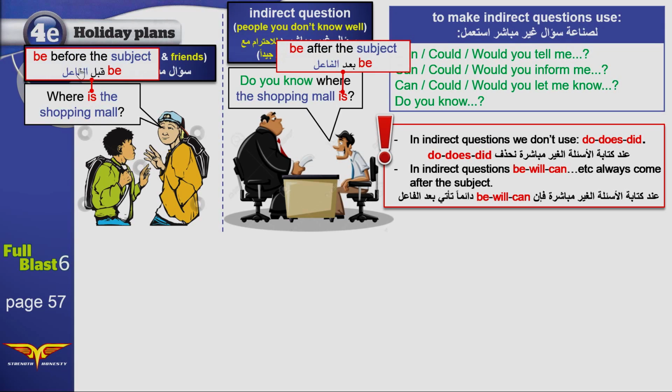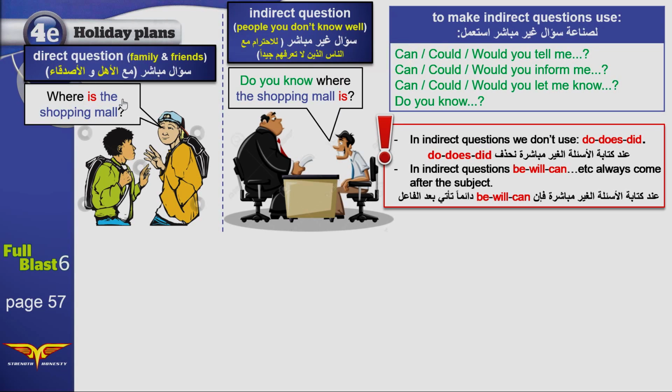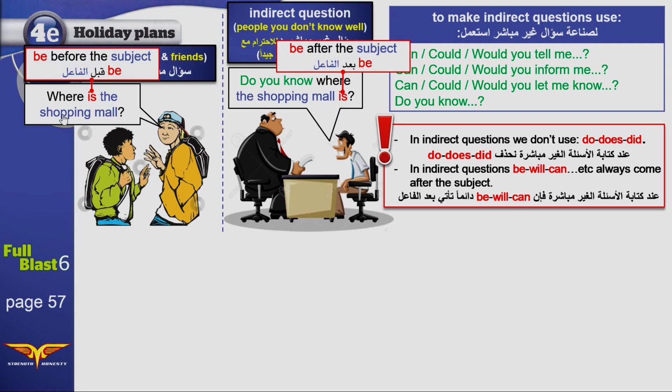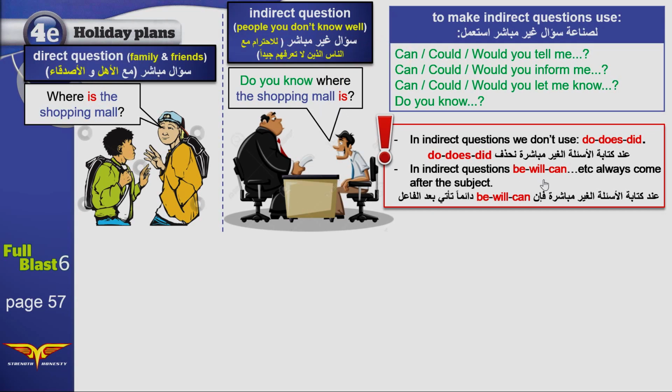Where did the verb be come here? Before the subject. Where did it come here? It came after the subject. See? Where is the shopping mall? Where the shopping mall is. Direct question, indirect question. This is very important.